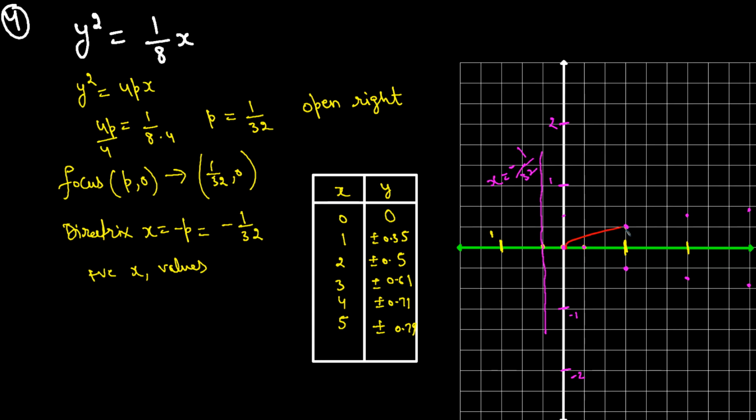It's going to look like this, going through that point. Excuse me, my tablet is not working properly, but that's okay. Going through that point, it's going to look like this, very narrow. So that will be the graph of this parabola. This point is your focus, this is the vertex, and this is the directrix, which is x equals negative 1 over 32. The focus is (1 over 32, 0), and it opens to the right as p is positive.